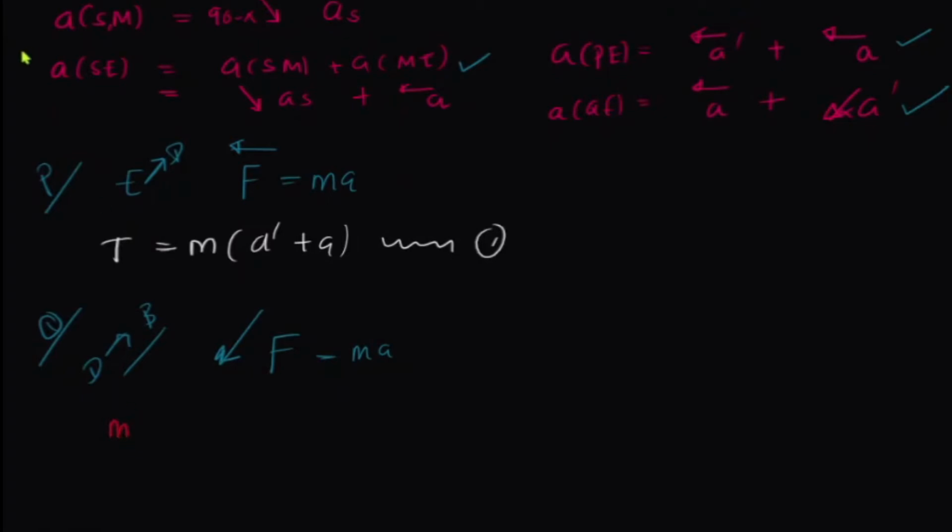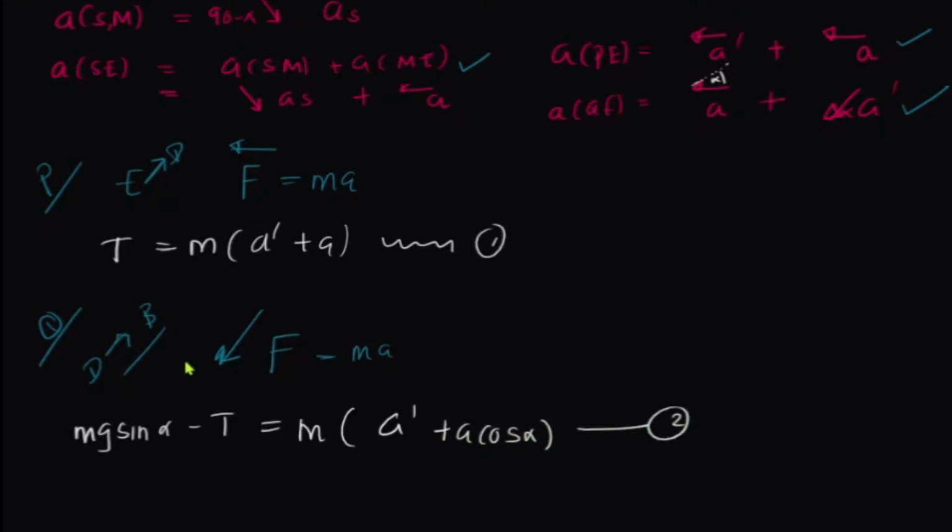So simply, Mg sine alpha minus T is equal to the mass of Q, which is M, times the acceleration of Q in this direction relative to Earth. A dash is in the horizontal direction. So what is the component of the acceleration along this direction? A cos alpha. A dash plus A cos alpha. Second one, right?